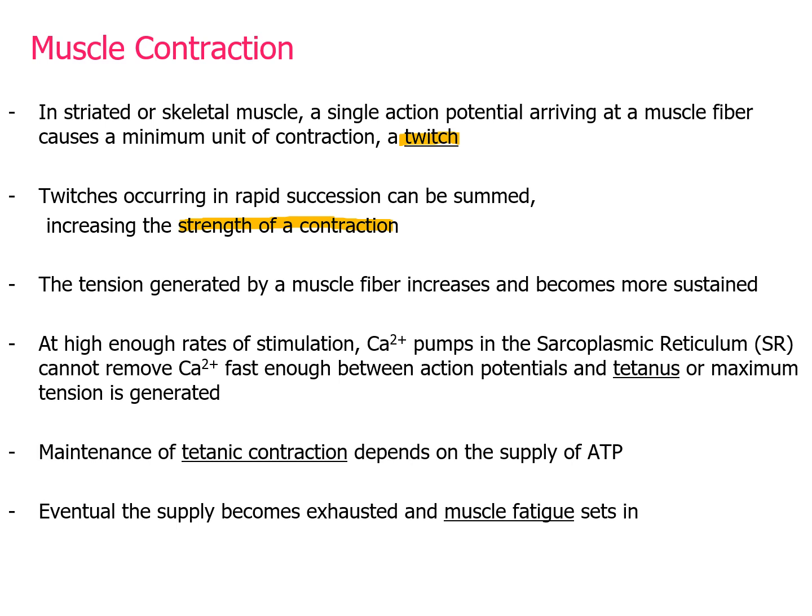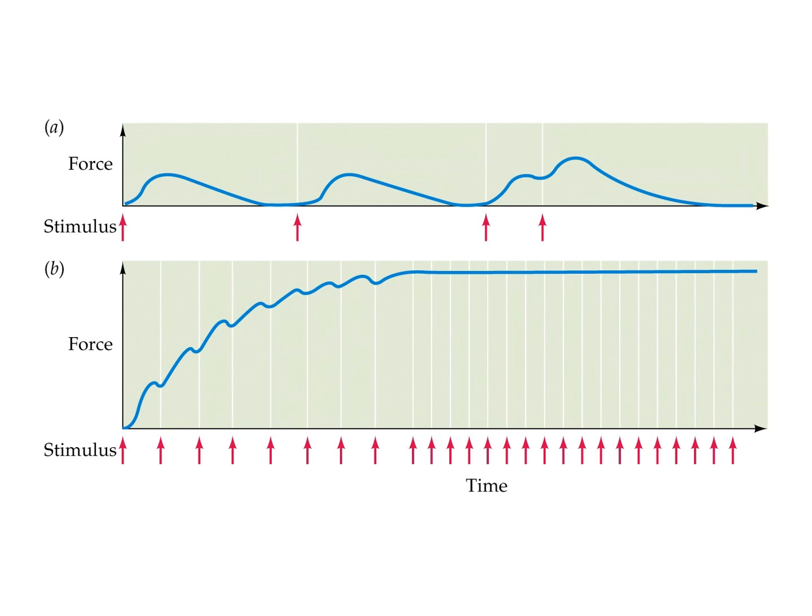Well, you can't generate maximal constant contraction of skeletal muscle. You can't get tetanic contraction unless you have ATP, and a lot of ATP. And eventually that supply of ATP will be exhausted, and muscle fatigue will start setting in. Okay? Everything depends on the availability of ATP.